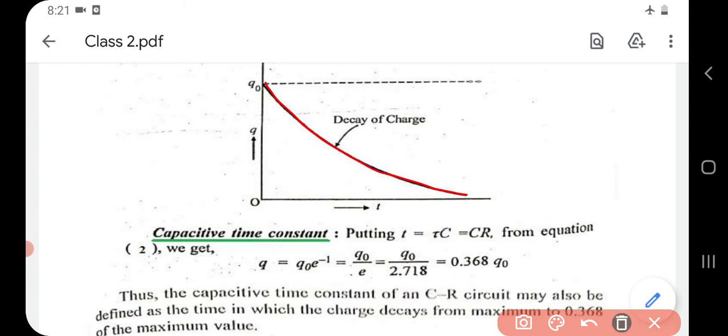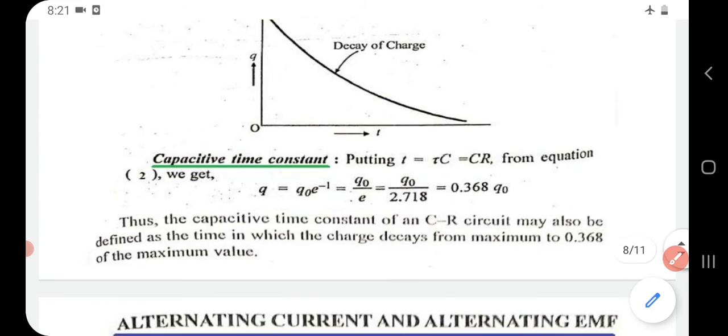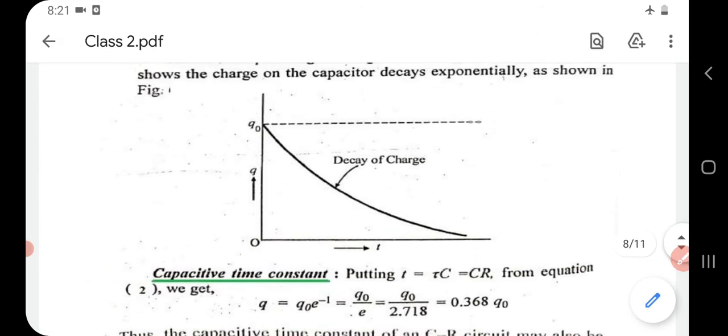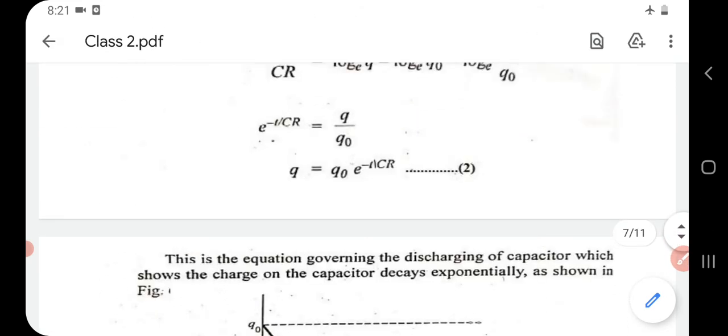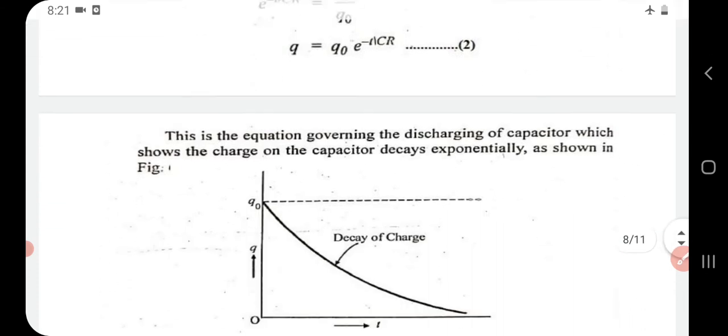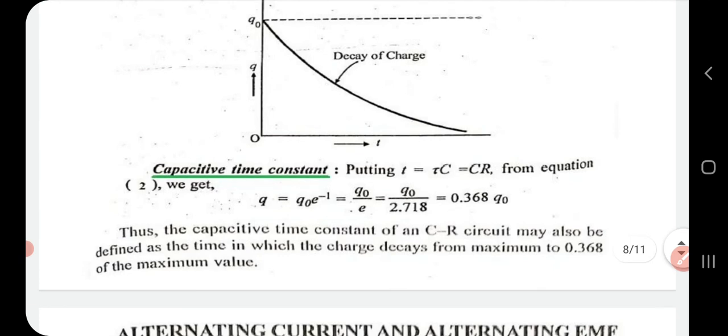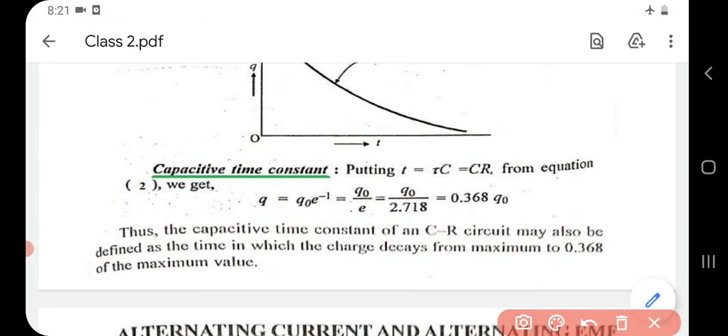Now the next step is to find the capacitive time constant. As discussed above, in this equation 2 you put CR instead of t. So what will be Q? Q will be Q equal to Q0 e raised to minus CR by CR, that is nothing but e raised to minus 1. So Q will be Q0 times 1 by e, or Q equal to Q0 by e. See, it is written here.